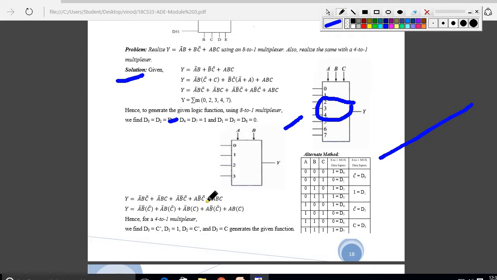All the C terms in this expression, I need to make a separate grouping. Once I do this, see here, A'B' means 0 0, so that is D0. A'B means 0 1, so that is D1. A' next, same thing, 1 2 3 4.